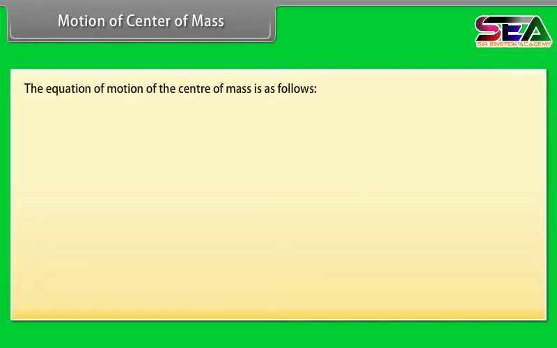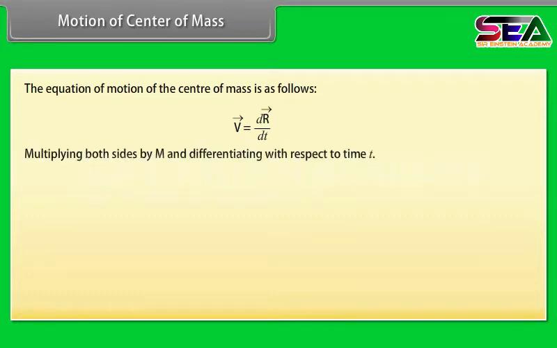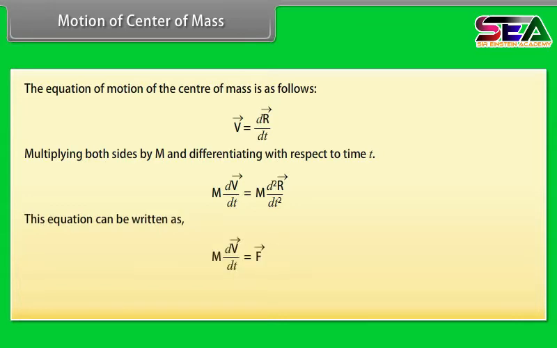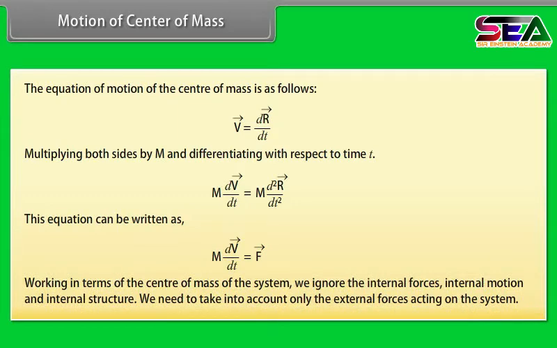Motion of center of mass. The equation of motion of the center of mass is as follows. v vector = dr vector/dt. Multiplying both sides by m and differentiating with respect to time t, we get m dv vector/dt = m d²r vector/dt². This equation can be written as m dv vector/dt = F vector. Working in terms of the center of mass of the system, we ignore the internal forces, internal motion and internal structure. We need to take into account only the external forces acting on the system.